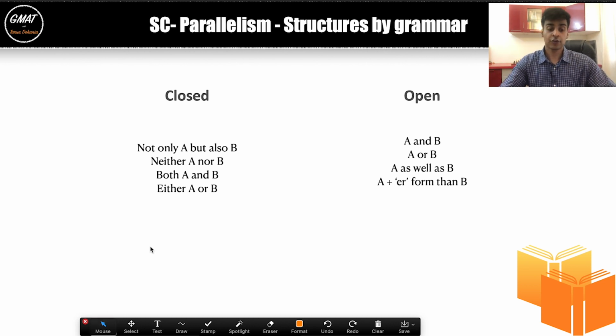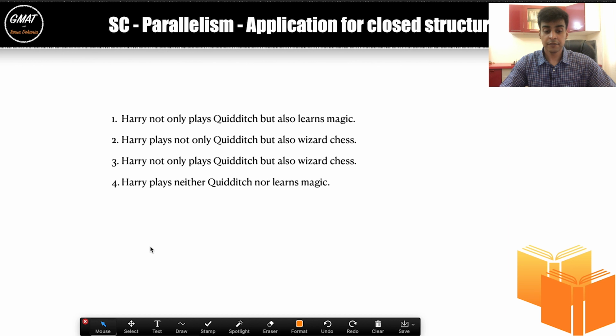So let's say it's a closed structure. If I look at the first sentence, if I get this as a question in the paper, all I'm doing is I see the word not only, so I focus on the first word after not only, and I focus on the first word after but also, and I see if they're similar. I have plays here, I have learns here, verb, singular form. I quickly check the meaning. Harry plays Quidditch, Harry learns magic, the sentence is correct. I'm done. I don't need to think about anything else.